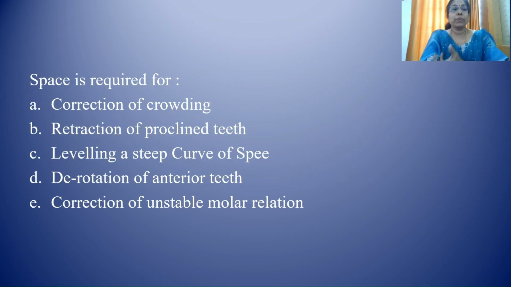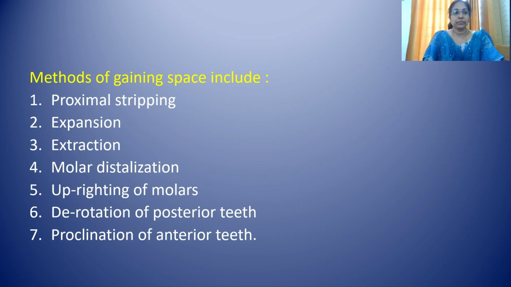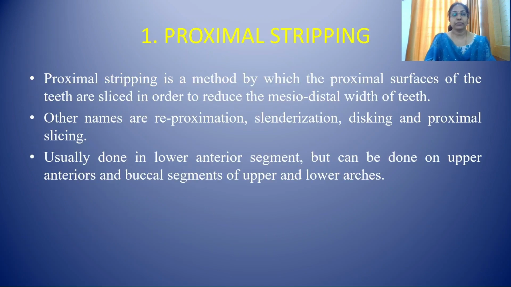Now, what is space required for? Space is required for the correction of crowding, retraction of proclined teeth, leveling a deep curve of Spee, derotation of anterior teeth, correction of unstable molar relation. How can we gain this space? So the methods of gaining space include proximal stripping, expansion, extraction, molar distalization, uprighting of molars, derotation of posterior teeth, and proclination of anterior teeth.